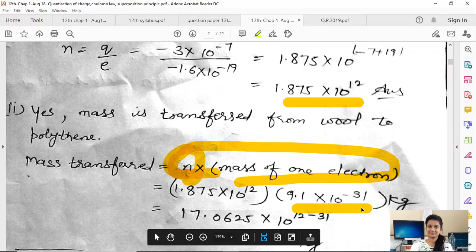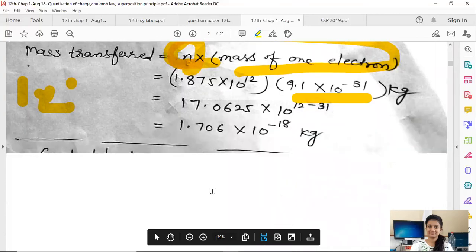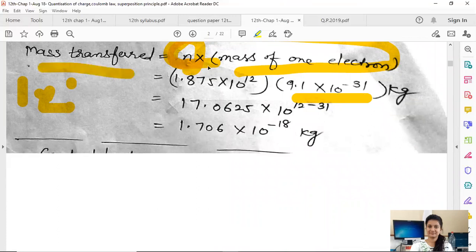Sometimes this is given in exams, but this is a very general term, so you should at least learn the charge of one electron, 1.6 into 10 raised to power minus 19, and the mass of one electron, that is 9.1 into 10 raised to power minus 31. So you can calculate the mass transferred, which is the product of the number of electrons on this polythene piece and the mass of one electron.